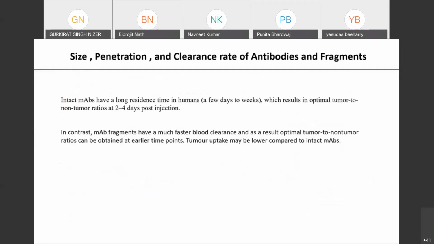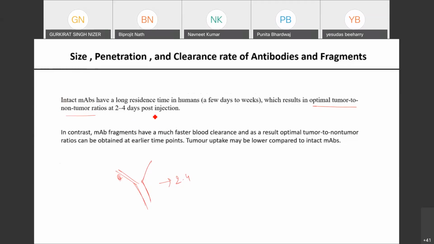And now we'll talk about some more facts about antibodies. First is about size, penetration, and clearance rate of antibodies and fragments. If we check intact antibodies, which have both constant regions, as the molecule grows bigger, the residence time is also higher. This molecule takes about 2 to 4 days for optimal tumor to non-tumor ratios.